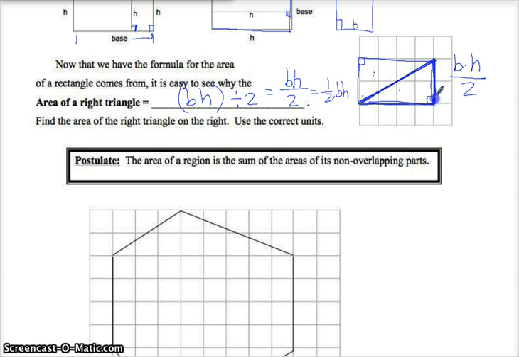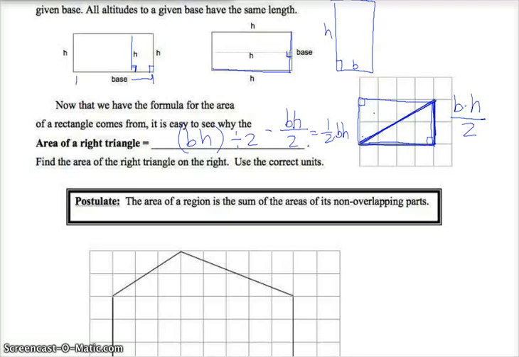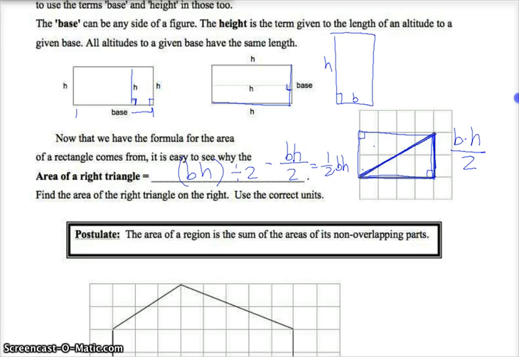So if you're not sure how this formula was derived, why it's base times height divided by 2, let me know. Otherwise, I'm assuming you followed that idea there.